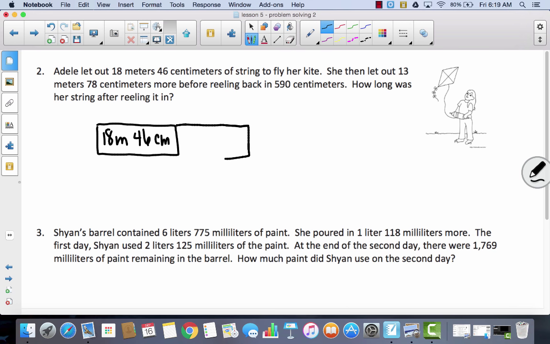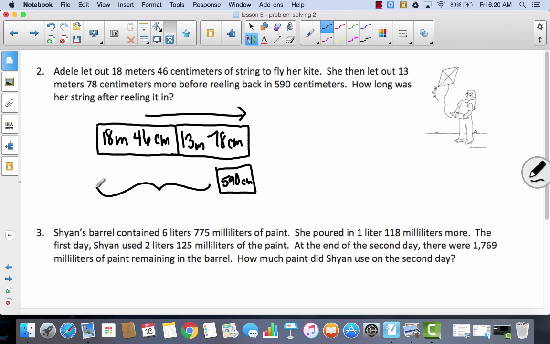Next, she let out 13 meters, 78 centimeters. So this is how much she let out. So her string is getting longer. Then she reeled it back in 590 centimeters. So she reeled it back in 590 centimeters, and we want to know how long it was after she reeled it back in. So this is what we're trying to figure out. How much string was left out after she reeled it back in?